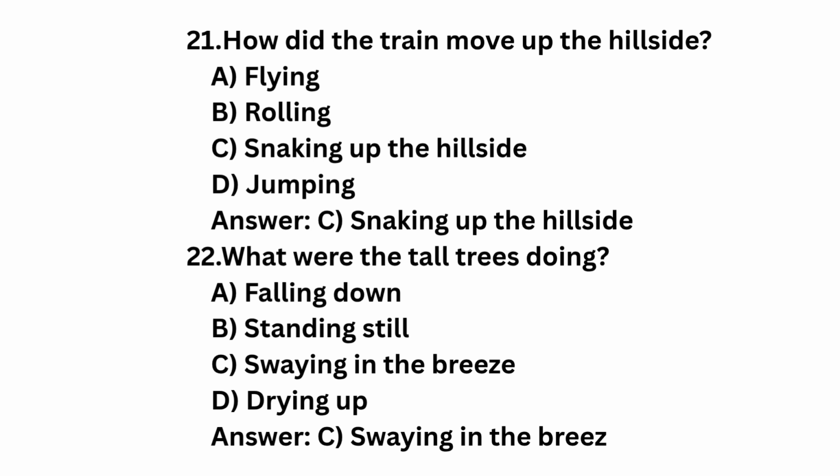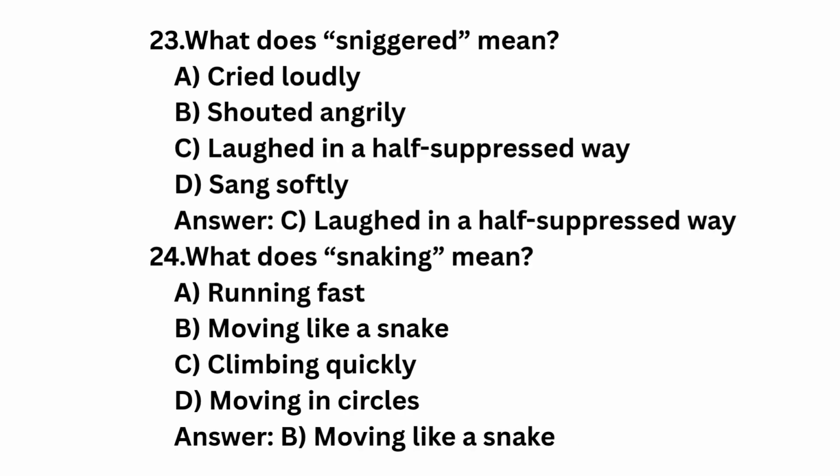What were the tall trees doing? Falling down, standing still, swaying in the breeze, drying up. Answer swaying in the breeze. What does sniggered mean? Cried loudly, shouted angrily, laughed in a half-suppressed way, sang softly. Answer laughed in a half-suppressed way. What does snaking mean? Running fast, moving like a snake, climbing quickly, moving in circles. Answer moving like a snake.